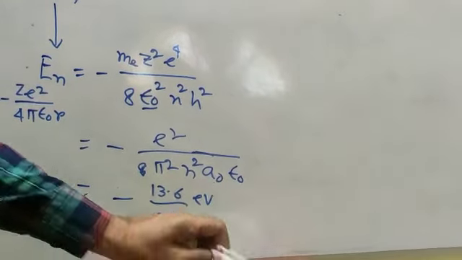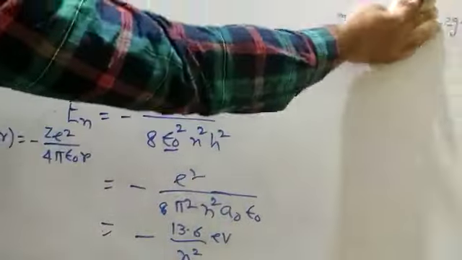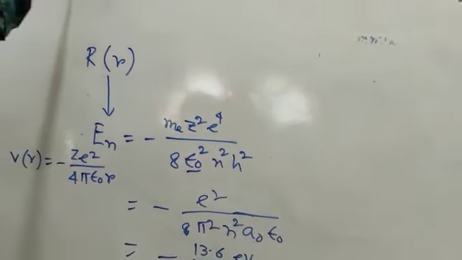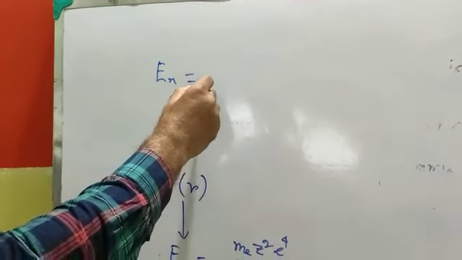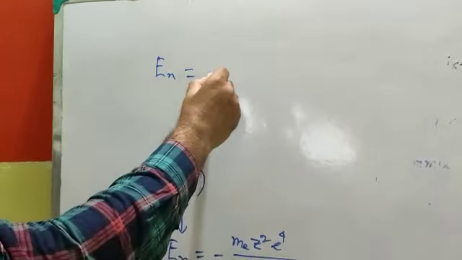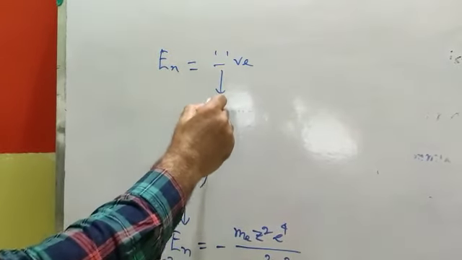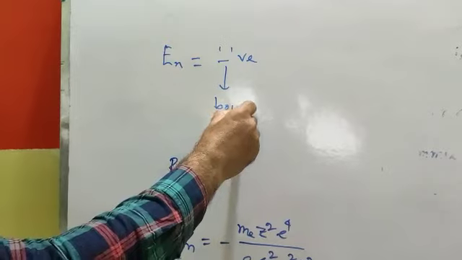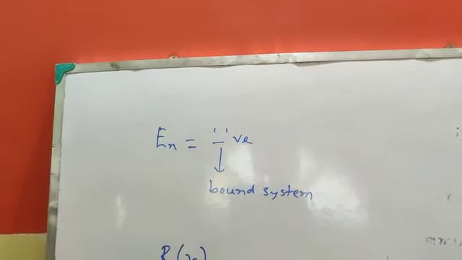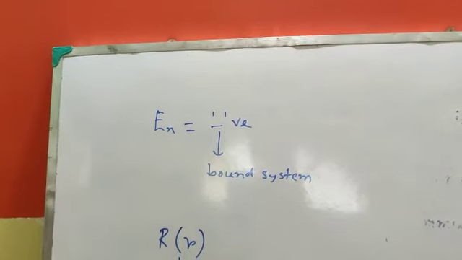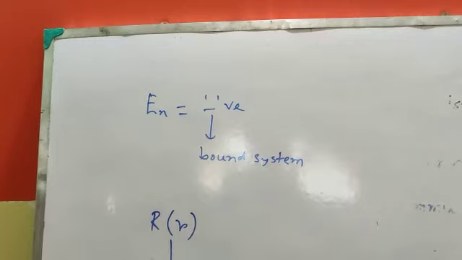So what is evident from this equation is that the energy of the hydrogen atom system is negative. First of all, it's negative. That means it indicates a bound system, or it indicates there is an attractive potential between the nucleus and the electron.